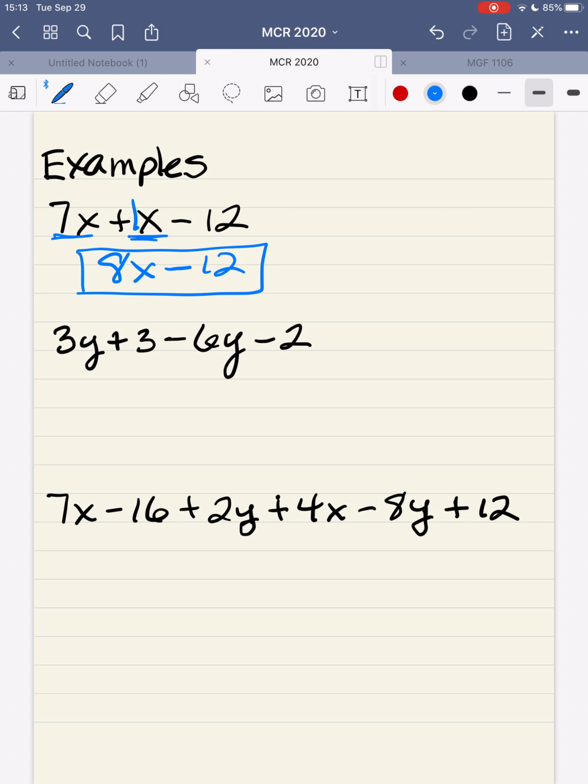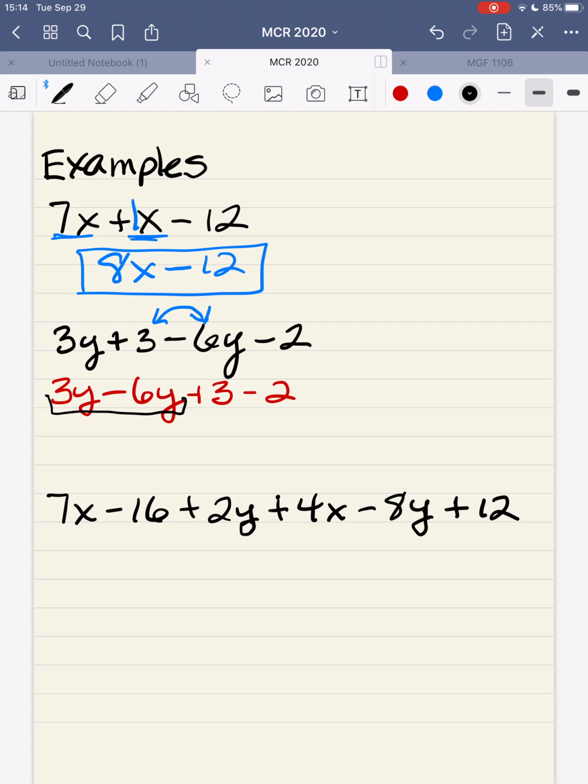The next example here, for some of you, it may be easier to apply one of our properties, particularly the commutative property, because sometimes as they get longer it's easier to switch the order. I would like to switch those two so my y's are together and my numbers are together. So if I were to write this, I'd have 3y minus 6y, make sure the signs stay with it, plus 3 minus 2.